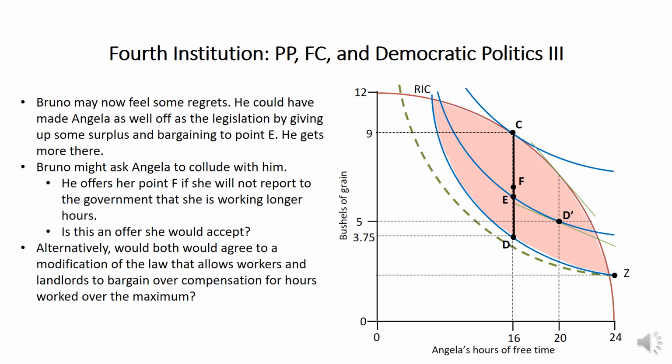It also could be possible for them to modify the law so that it would say that workers and landlords can bargain for additional work hours and compensation above the sort of statutory level of 4 hours and 5 bushels of grain, and everyone would probably like that deal better than the existing law.